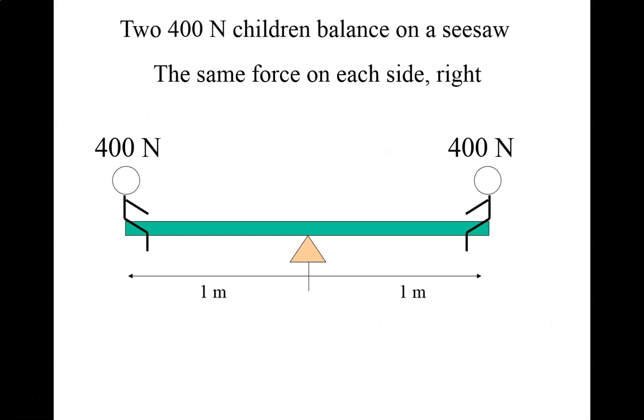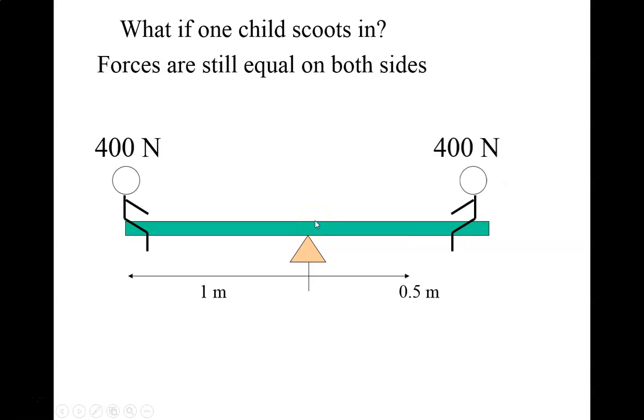So let's say we've got two 400 Newton kids balancing on a seesaw. They each weigh 400 newtons. This is going to balance. Their center of mass is going to be in the middle because they're equal masses. The pivot's in the middle. We know it should balance. Now, what would happen if that one kid slid in? What's going to happen to their side of the seesaw? Is it going to stay the same, go up, or go down? It's going to go up.